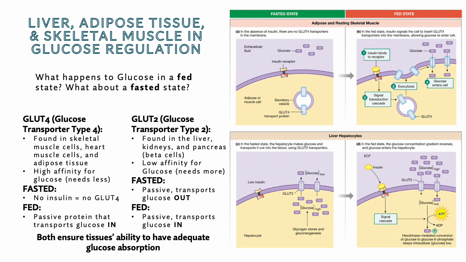After eating, insulin causes GLUT4 to move to the membrane, allowing glucose in. In liver cells during fasting, glucose is made and released into the blood by GLUT2 transporters. After eating, high glucose and insulin levels reverse the gradient. So glucose enters the liver through GLUT2 and is stored as glycogen. The liver switches between releasing and storing glucose depending on the body's needs.